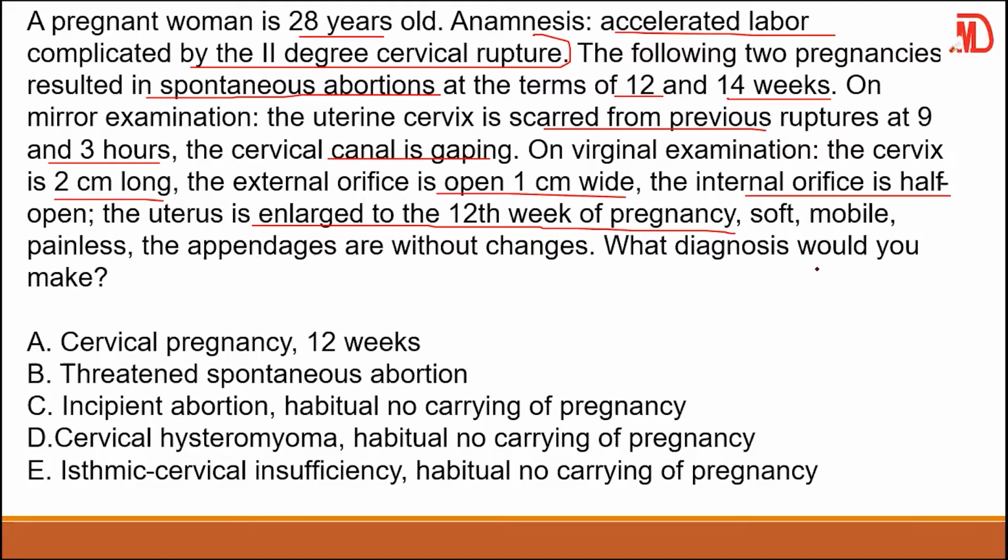So what diagnosis are you going to make? This means that this person is having some cervical insufficiency or inability to hold pregnancy. Inability to hold what? Pregnancy. And so therefore, we call it what? The ischemic cervical insufficiency and habitual non-carrying of pregnancy. So what do you have to do? You have to suture the place so that the place will not be open. All right. So your answer is what? Here is E. But there's a term for that. Okay.